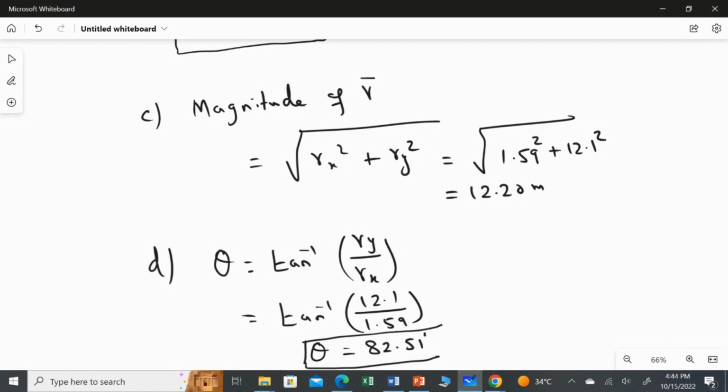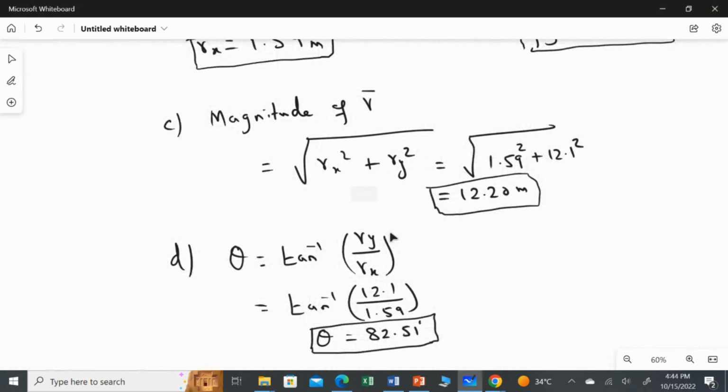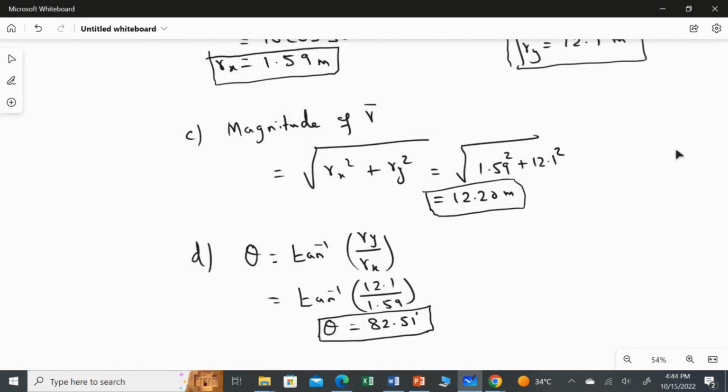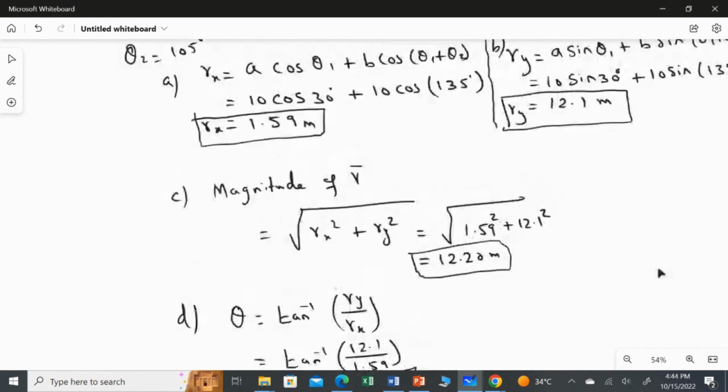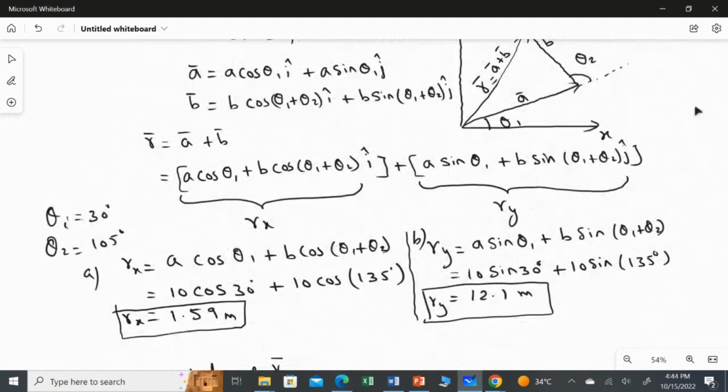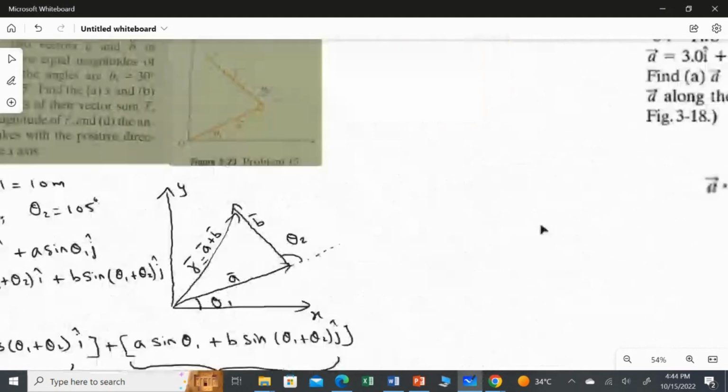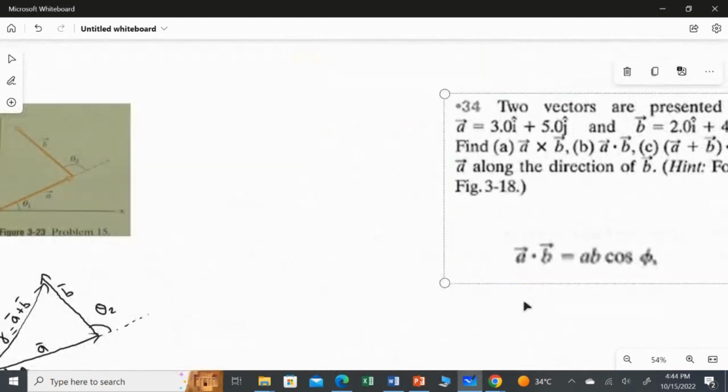So by using the concept what we studied in the theory, we got the answer for all the four questions. Clear? First of all, please analyze what is given in the question, and please try to get the resultant vector from the diagram. Clear? Okay.